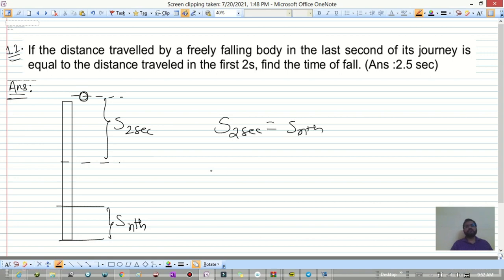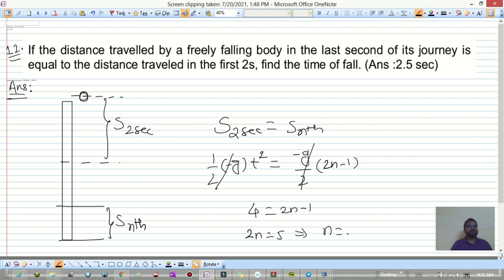So the distance traveled in 2 seconds for a freely falling body will be ut plus half at squared, but u is 0. That's why I'm writing directly half minus g into t squared is equal to, what is the nth? u is 0 here also. So minus g by 2, 2n minus 1. So minus g by 2 gets cancelled. This t squared is nothing but 4, is equal to 2n minus 1. So 2n is equal to 5. So what is n? It is 2.5 seconds. So I hope this is clear now, right? So likewise, you need to solve the question. So these are the questions which I gave as homework from DPP 2.